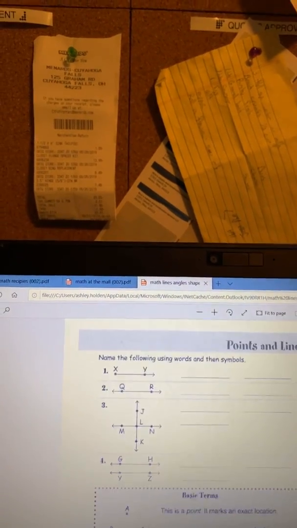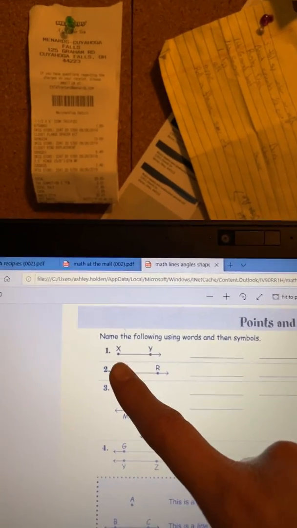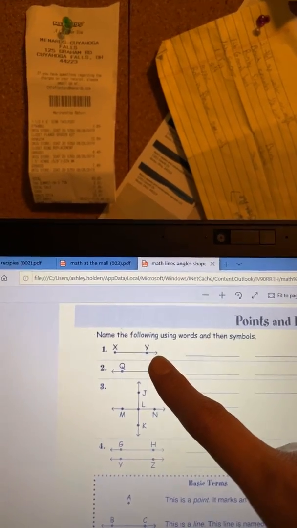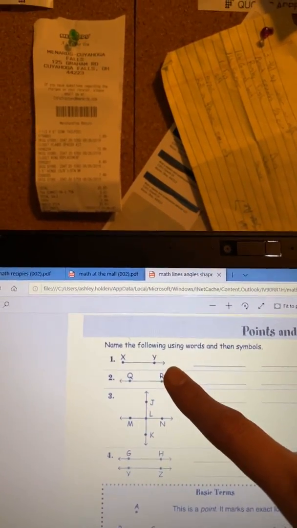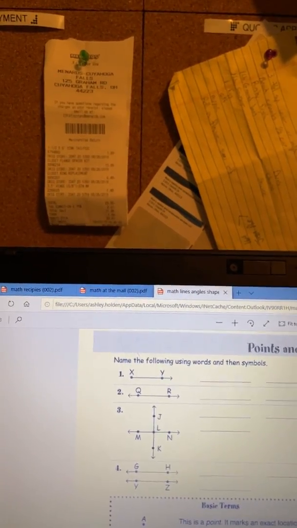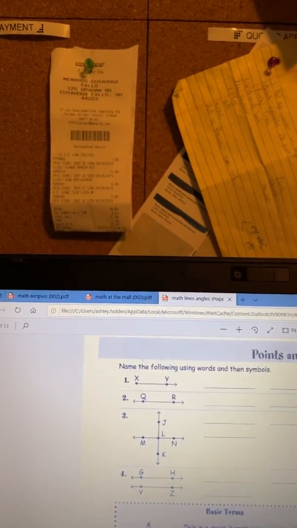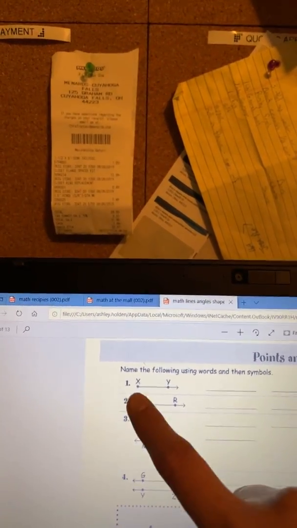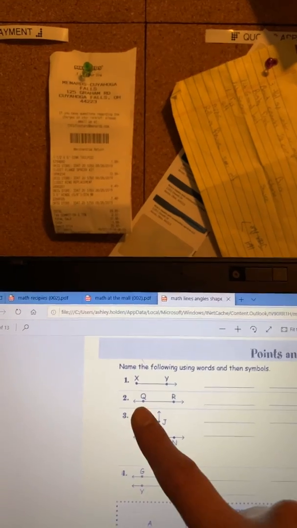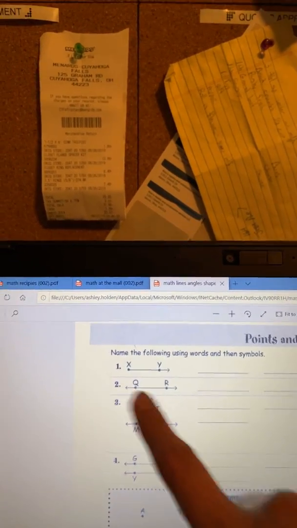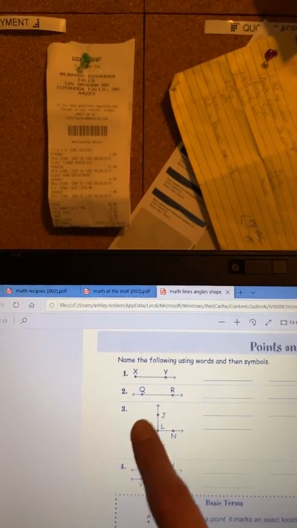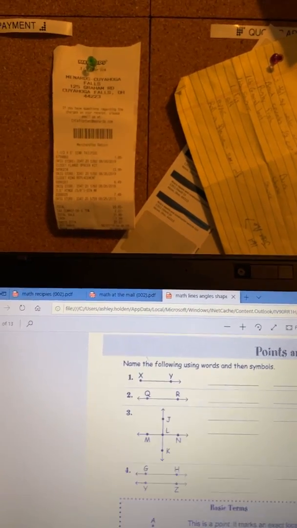So back up here at the top, this one has an endpoint on one side and an arrow on the other. So we know it'll continue on in one direction forever, which would make it a ray. We name them based on their endpoints, or their points just in general. So this would be ray XY. Down here for number 2, it has an arrow on both sides, which would make it a line, continues on in both directions forever. So it would be line QR.